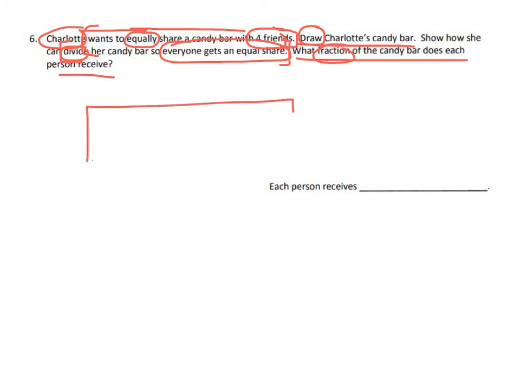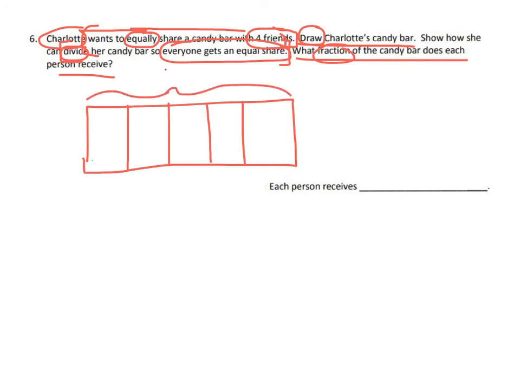So here's my candy bar, and I'm going to try to make the pieces as equal as I can. 1, 2, 3, 4. There we go. So there's Charlotte and her 4 friends. So there's 5 people. And I know that 5 people are going to share the whole candy bar.